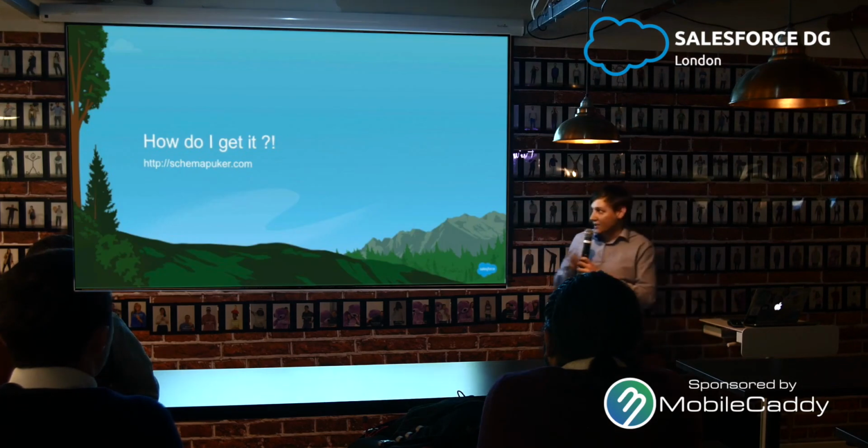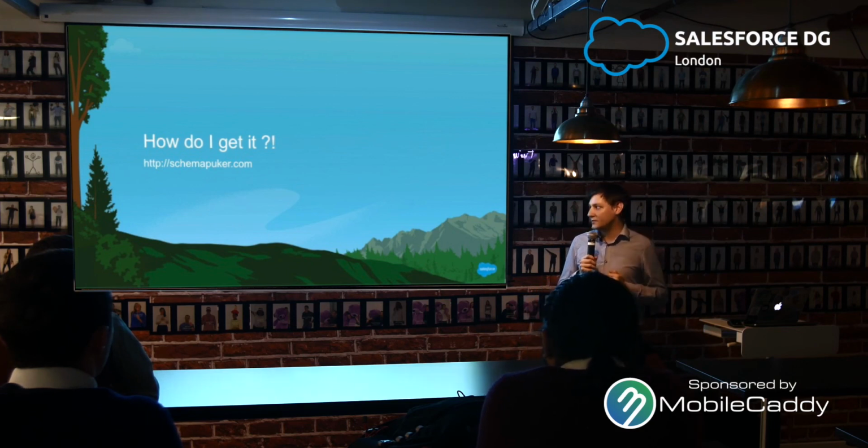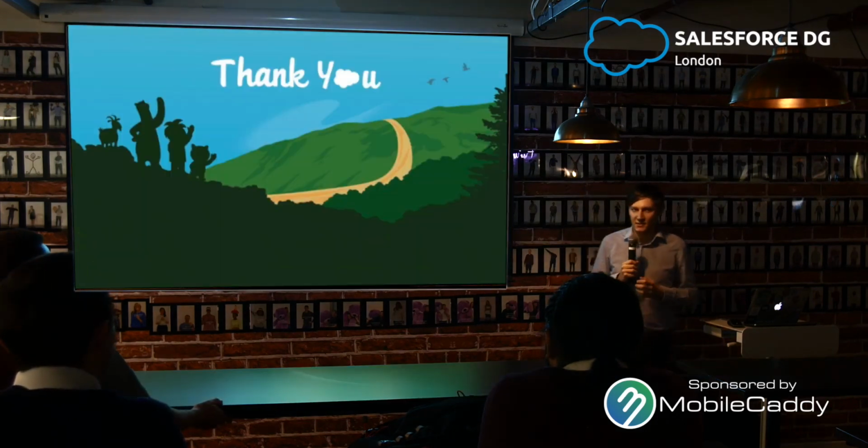And that's how you get it. It's at SchemaPuker.com or SchemaPuker.HerokuApp.com. Obviously, I need to fix it, so maybe don't use it just yet, or use it with a different tool aside from Lucidchart, since they've changed their import. And thank you.